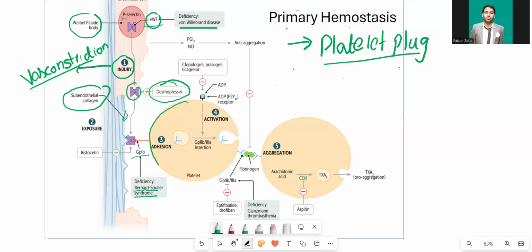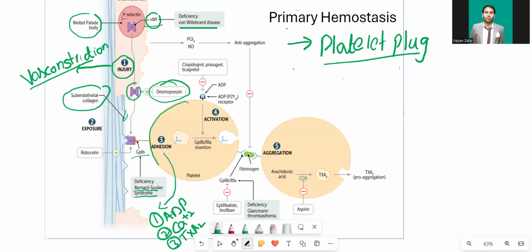Okay, so after the adhesion, three main things are released from the platelet. First is ADP, calcium, and thromboxane A2, and many more. So, what is the role of ADP?